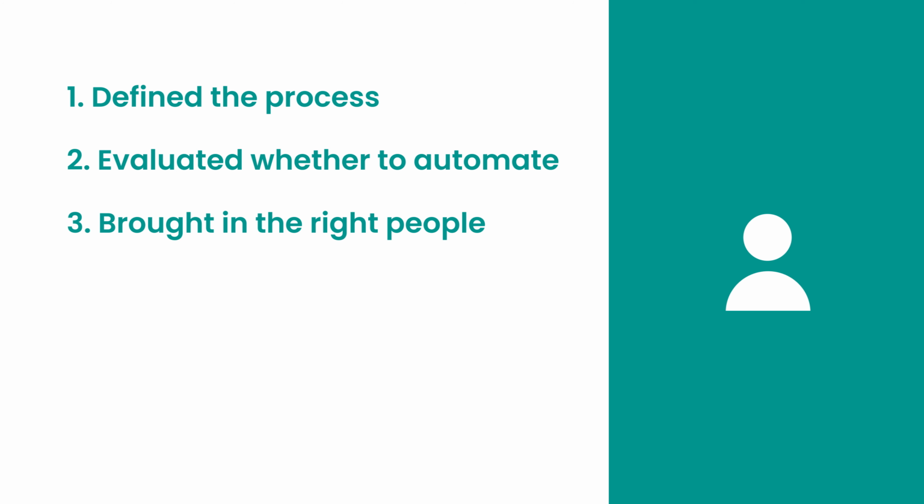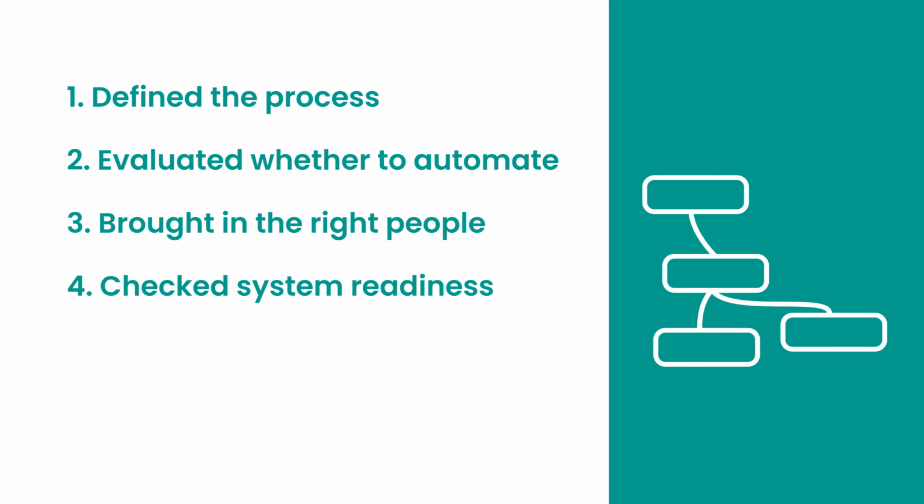Then you brought in the right people. You identified who owns the process, who relies on it, and who needs to be part of the conversation. Next, you checked system readiness. You confirmed that Roost could integrate with the tools involved and that the credentials, formats, and APIs were in place.